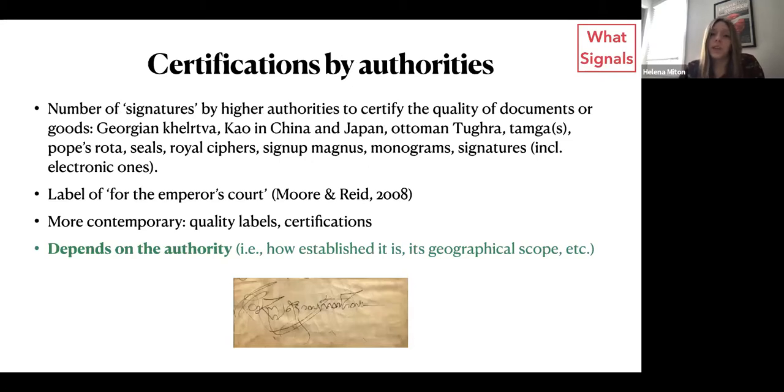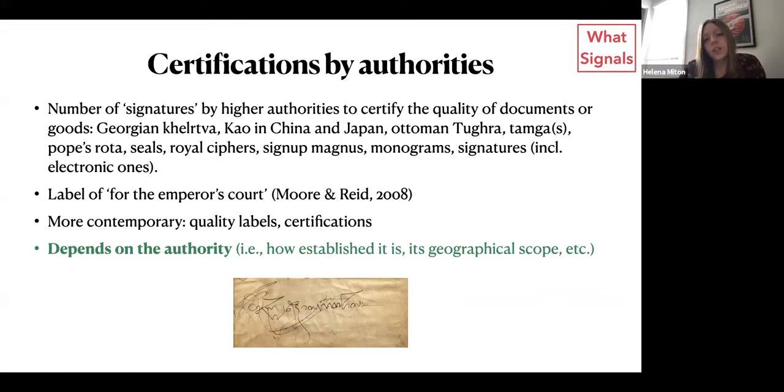So finally, one last kind of signal or proxy that can be used is certifications by authority. There have been a number of signatures by an authority used to certify the quality of documents or goods, actually pretty much all around the world. So from Georgia to China, Japan, even a lot of Europe as well. There was at some point a label for the emperor's courts in China as well, and there are more contemporary equivalents like quality labels or certifications.